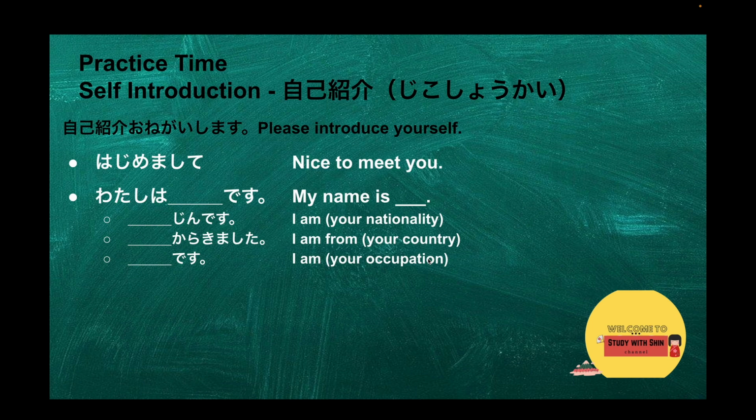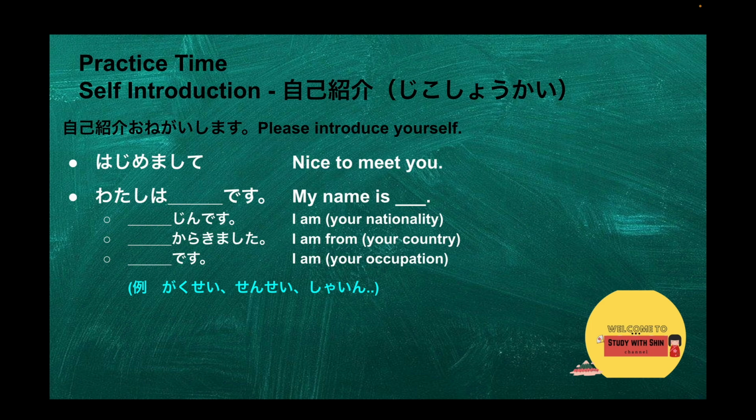For example, 日本語先生です. 日本語 is Japanese. 先生 teacher. I am a Japanese teacher. Here, for example, if you're a student, you can just say 学生です, or 先生です, or if you're a working employee, you can say 社員です.